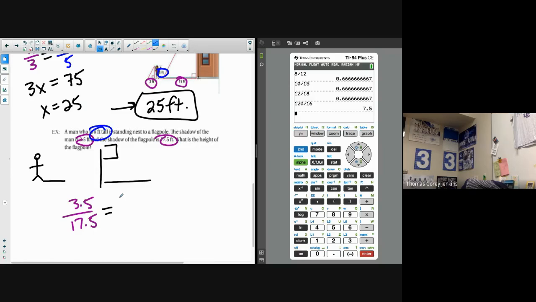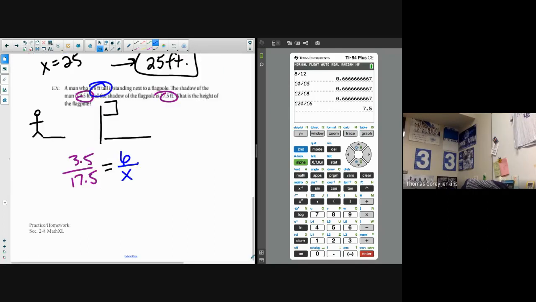So 6 is either going to go in my numerator or denominator. I want it in my numerator because 3.5 feet goes with the man. The 6 is the height of the man, and 3.5 feet is the length of the man's shadow. And then it says, what is the height of the flagpole? So it makes sense that the variable would go here, because this is the shadow of the flagpole, so this should be the height of the flagpole.